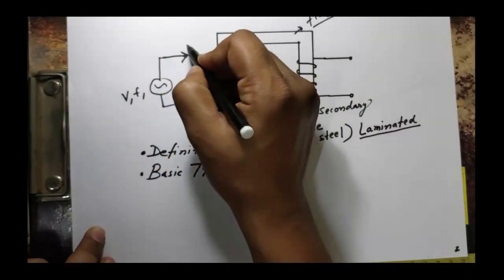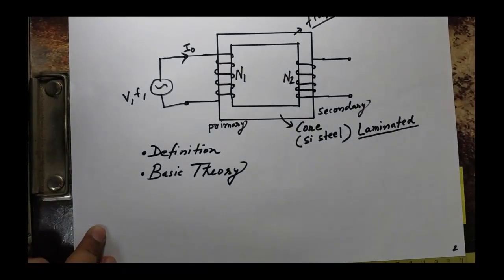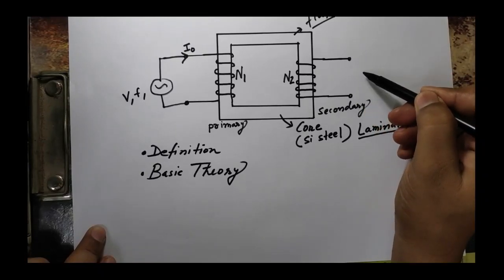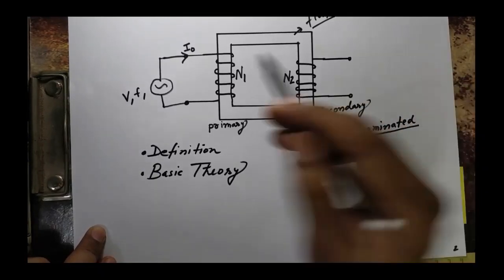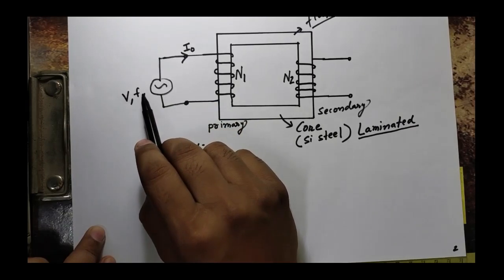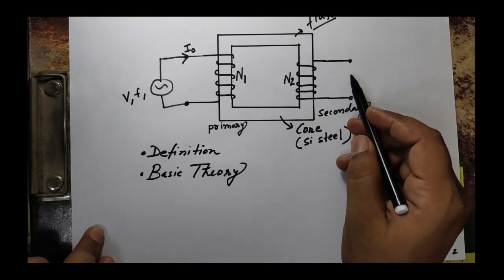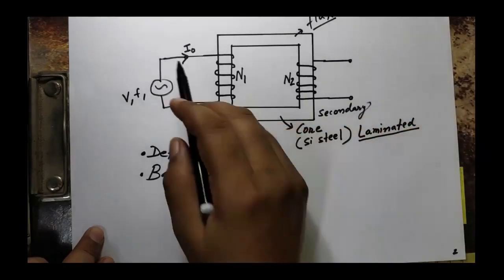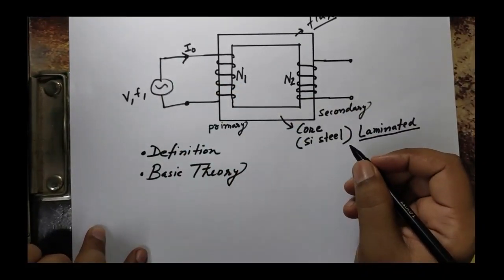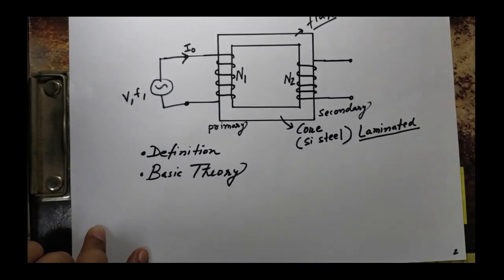Let us say this current is I naught. It is actually no load current. Why? Because we have not connected any load to the secondary side. So the current which is drawn in the primary winding from the source, when there is no load connected to the secondary side, is named as no load current. This current is very low actually, very low comparative to the full load current of transformer.